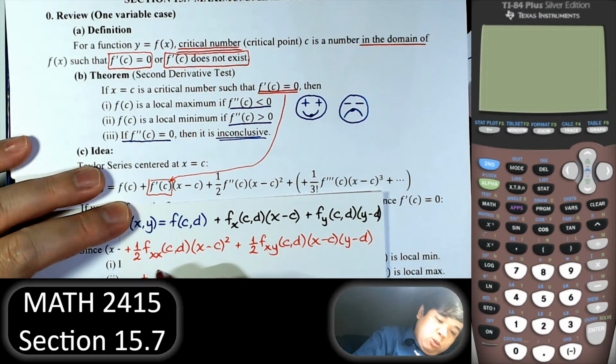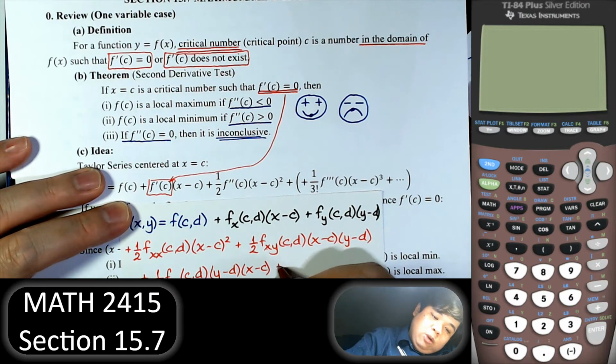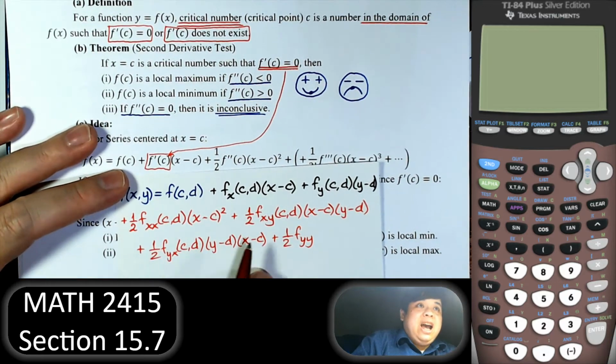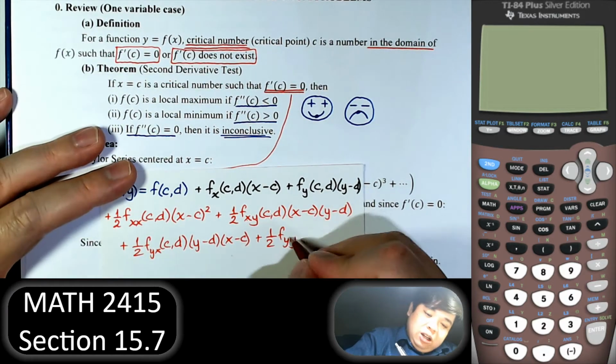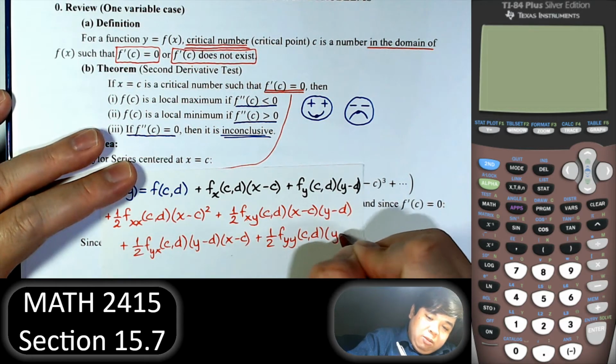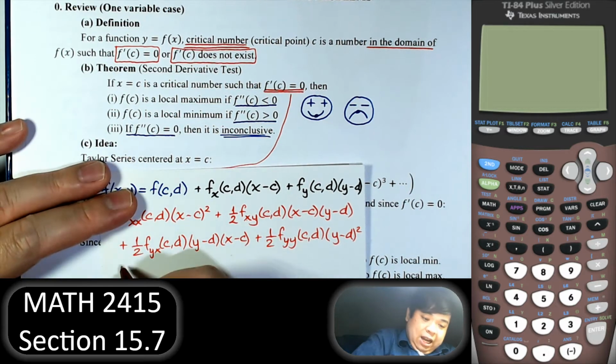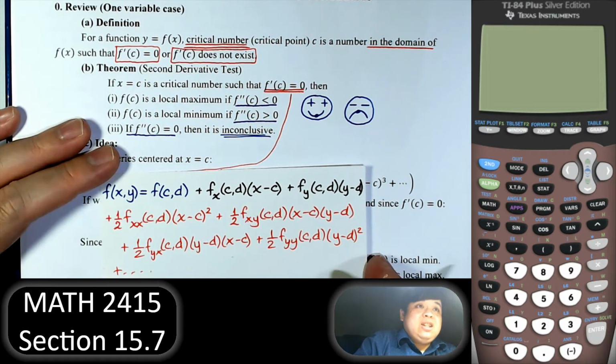And then we have another 1/2 f_xy. This is y and x, so we have (y minus d)(x minus c). And then we have 1/2 f_yy. So xx, xy, yx, yy. And this is y, 2y, so we have (y minus d) squared. And then we can just go like that in the Taylor series.